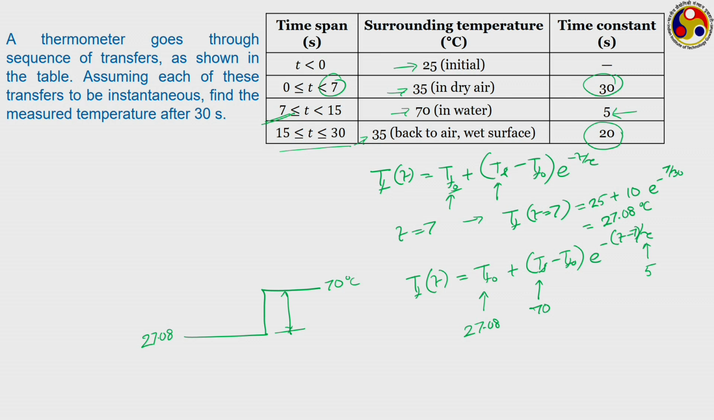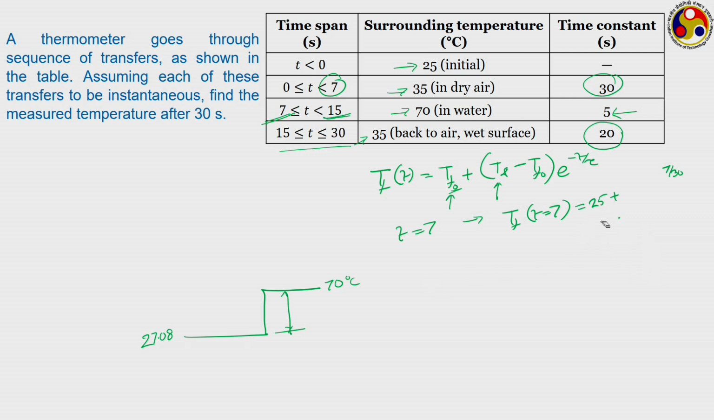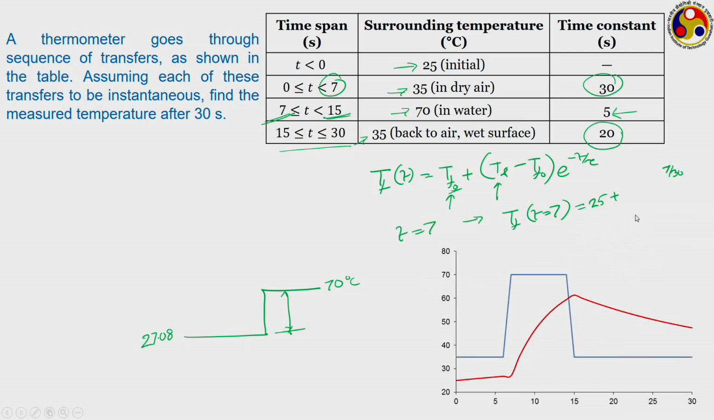Accordingly, we can calculate the temperature at the instant of 15 seconds, and once we get that, the same we can calculate for the rest of the part. So, our objective is to calculate the temperature at t equal to 30 seconds, and if we plot this, we will get a representation like this. Here at this particular instant of time, the temperature is 27.08.